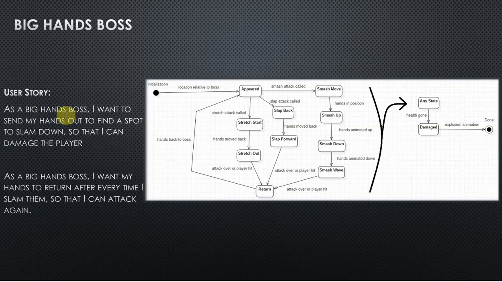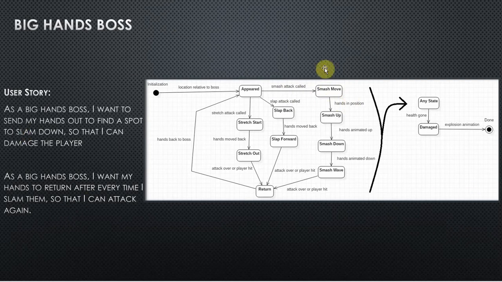Similarly, as a big hands boss, I want to send my hands out to find a spot to slam down so that I can damage the player. And as a big hands boss, I want my hands to return every time I slam them so that I can attack again. This is just like the stretch attack. Slam attack, or I guess we're calling it a smash attack. Once the attack is called, it goes into a smash move. So the hands go to 2 different positions on the screen. The left hand picks a random spot on the screen.